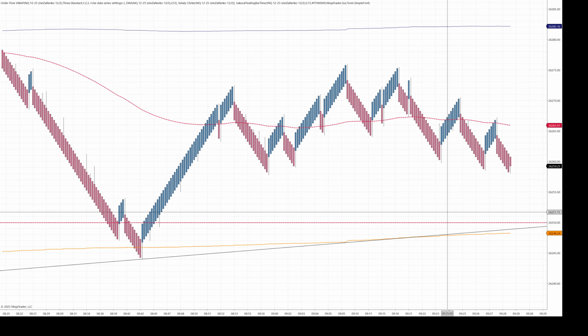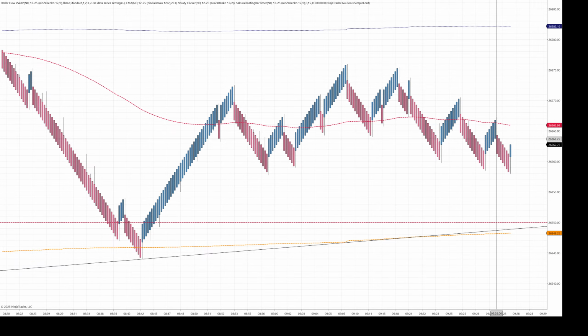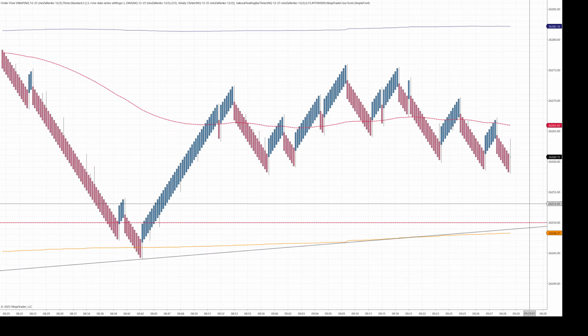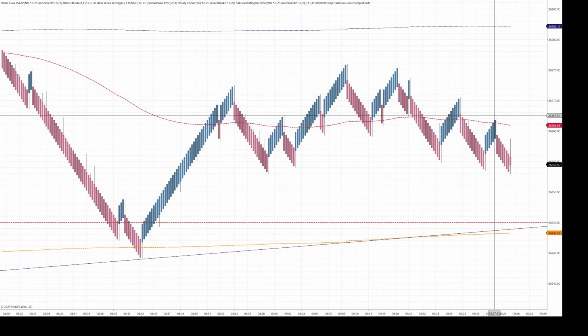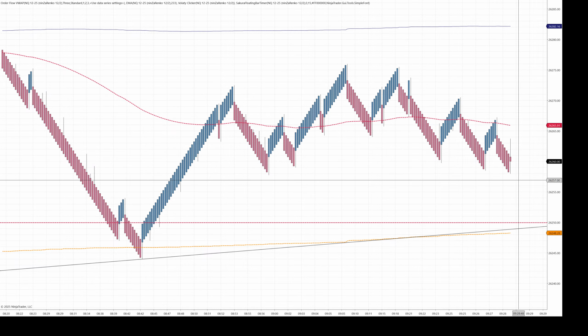So this would have been another entry lower right here because we retested the T line. We failed. We broke through this last bullish brick, and our stop loss would be above this candle here, and our take profit is 8 points underneath us. So you're going to be risking 4 points in this setup, which is around $80, to make 8 points, which is $160.